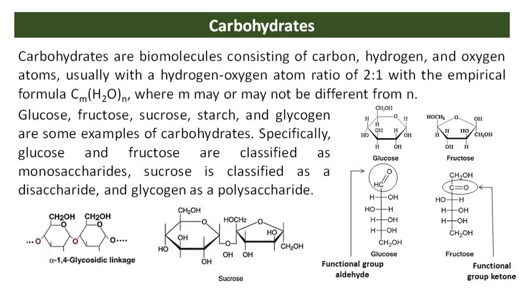Carbohydrates are biomolecules consisting of carbon, hydrogen, and oxygen atoms, usually with a hydrogen-oxygen atom ratio of 2:1, with the empirical formula Cm(H2O)n, where m may or may not be different from n. Glucose, fructose, sucrose, starch, and glycogen are some examples of carbohydrates. Specifically, glucose and fructose are classified as monosaccharides, sucrose is classified as a disaccharide, and glycogen as a polysaccharide.